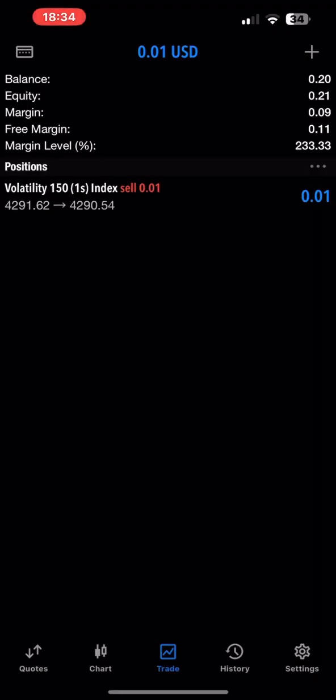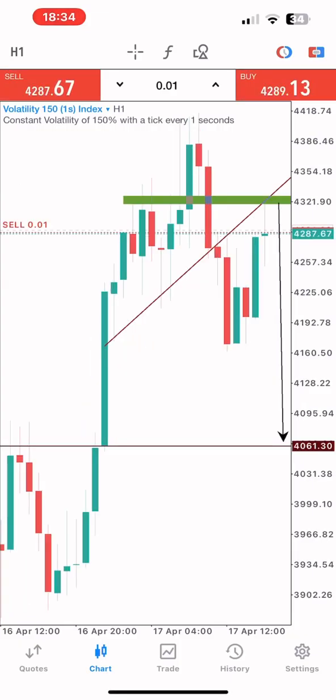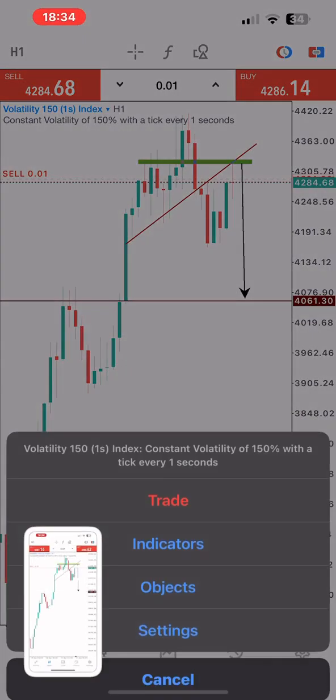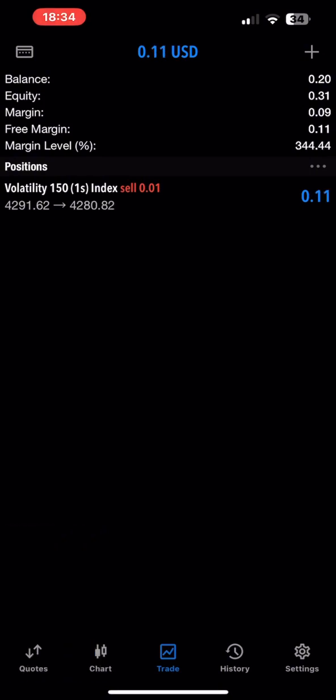Okay, so the profit target is around 40.61. That's where I'm going to put my take profit, if the market keeps on going down. So right now, let's wait and see.